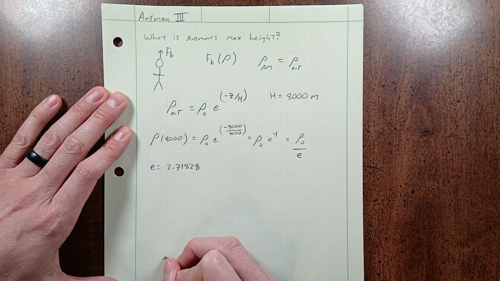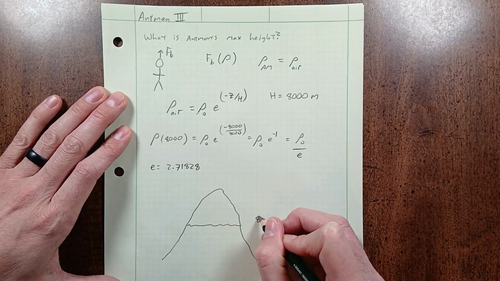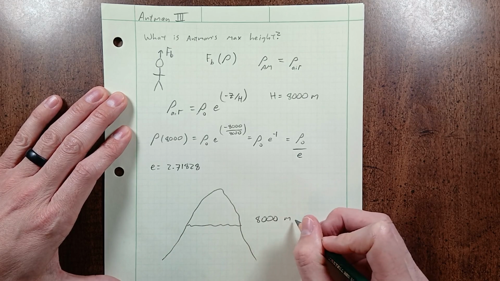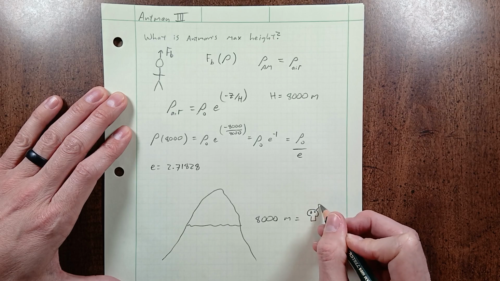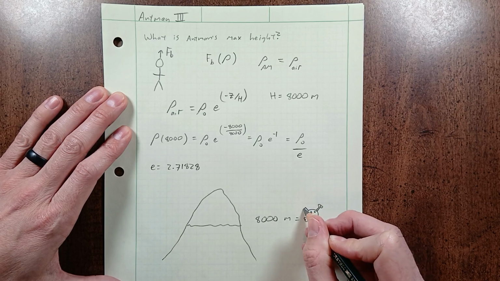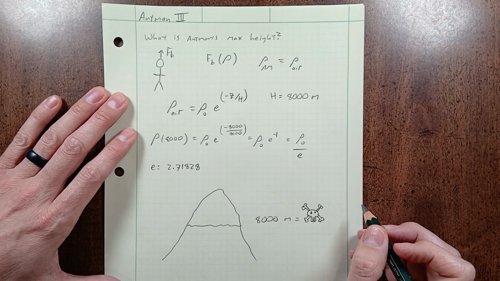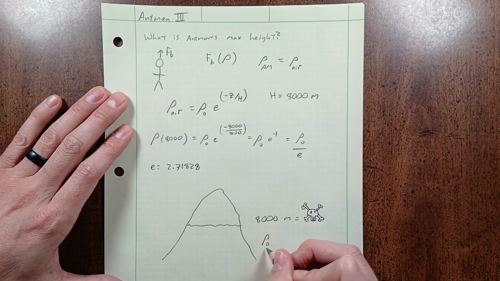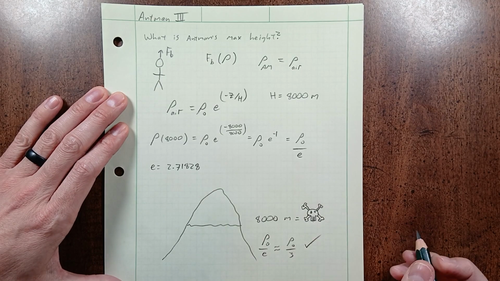This means that when we've reached a height of 8,000 meters, our air density has been reduced by a factor of 1 over e. Interestingly, this is the death zone of Mount Everest. This is where there's not enough oxygen to survive, and air density in the death zone is about 1/3 of that at sea level.